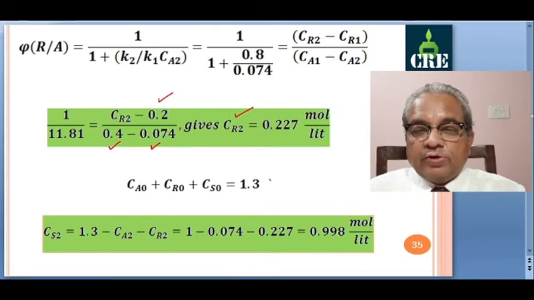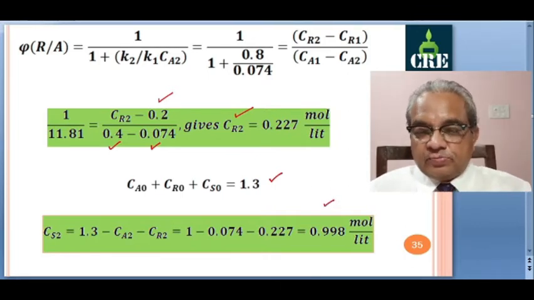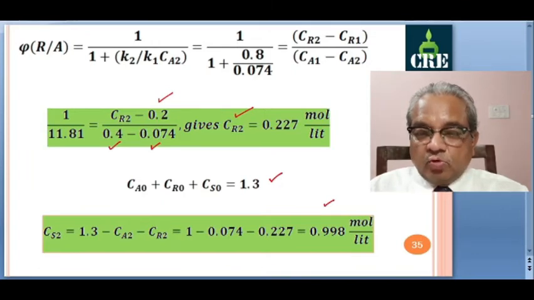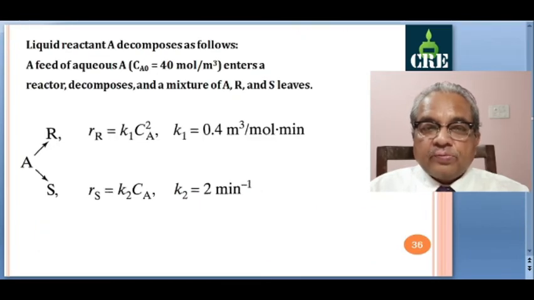The total is 1.3, so 1.3 minus 0.074 minus 0.227, and you get S as 0.998. So S is formed in the maximum quantity here. So all the concentrations we have determined.